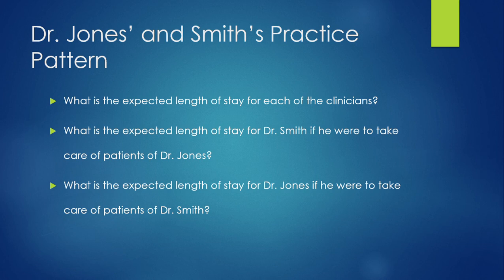So now that we finished the first part of the Do One assignment, we're going to be moving on to the second part of the assignment, which is going to be looking at Dr. Jones and Dr. Smith's practice pattern. So as I mentioned earlier, we're going to be answering these 3 questions. What is the expected length of stay for each of the clinicians? What is the expected length of stay for Dr. Smith if he were to take care of patients of Dr. Jones? And what is the expected length of stay for Dr. Jones if he were to take care of patients of Dr. Smith?